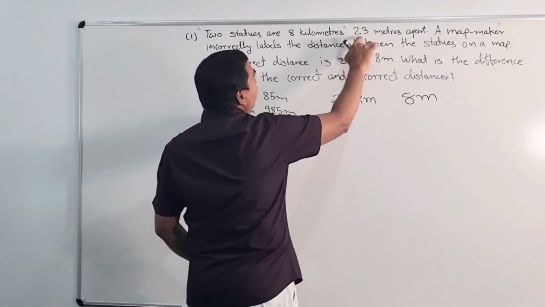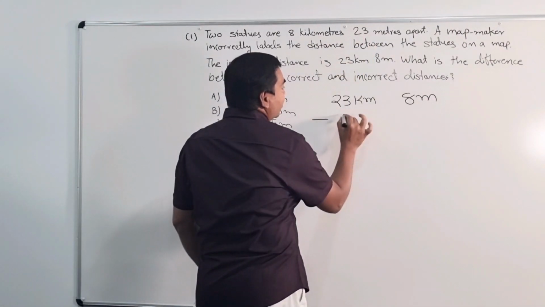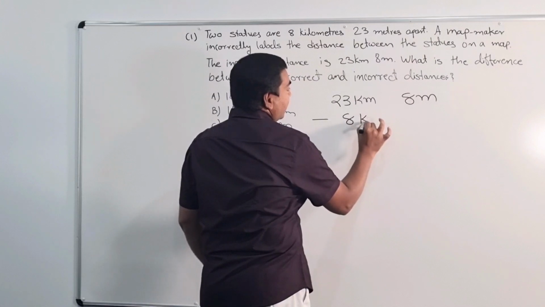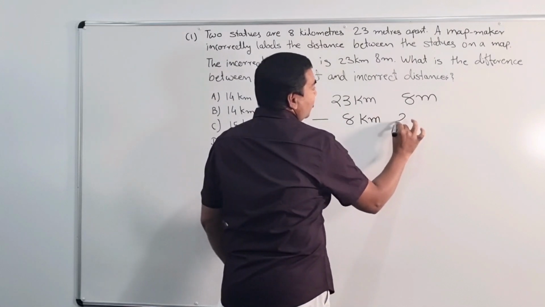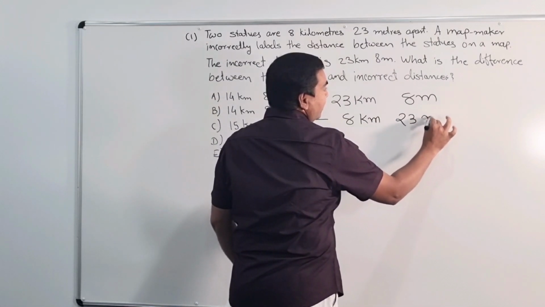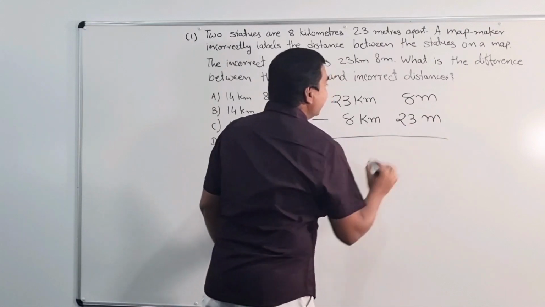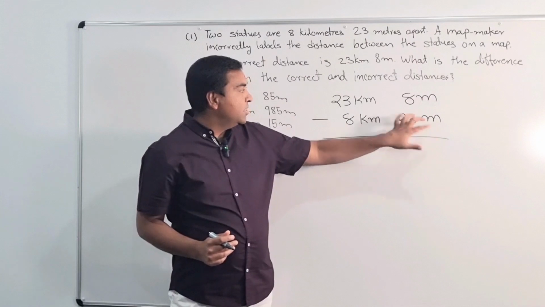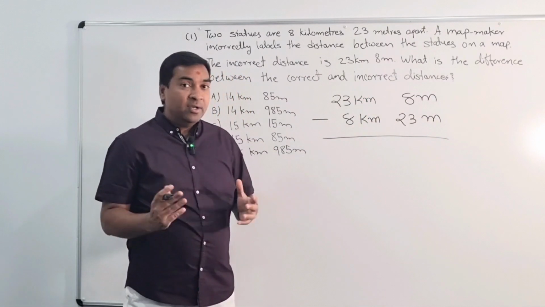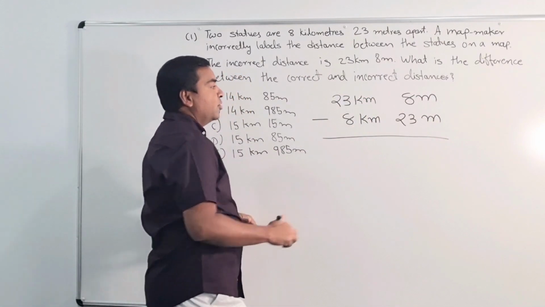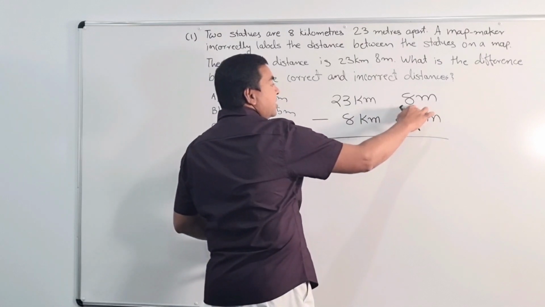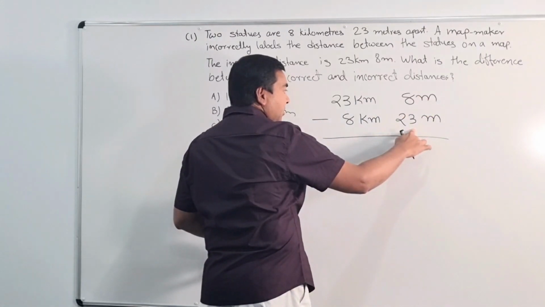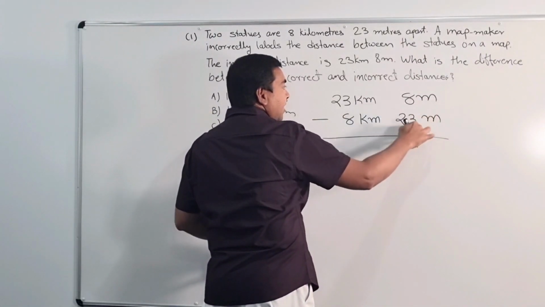Here is the 8 kilometer and 23 meters. When I'm minusing, what I'll be doing is I'll be just minusing meter from meter, kilometer from kilometer. So which makes more sense, yeah? So now in meter, 8 meter minus 23 meter. I don't think I can do that here.